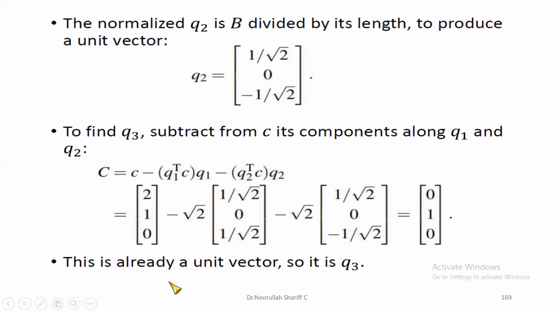So this is already a vector, so it is in Q3. You can see that the magnitude of this is equal to 1. Therefore, Q3 will be equal to C divided by the length of C. The length of C is the root of 0 squared plus 1 squared plus 0 squared, that is 1 itself. Since this is already a unit vector, this has to represent Q3 itself.